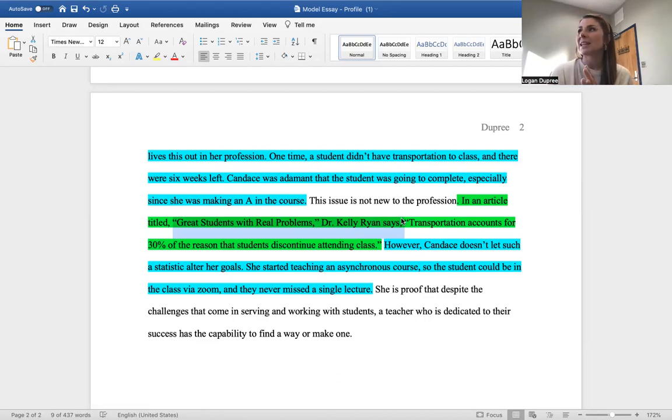But what I don't want to see is a citation where I cannot direct myself to where that's going to be at. So let's take a look at how this student transitioned this work. "This issue is not new to the profession. In an article titled Great Students with Real Problems, Dr. Kelly Ryan," so we see the student used the last name in the sentence, "says transportation accounts for 30% of the reasons that students discontinue attending class."